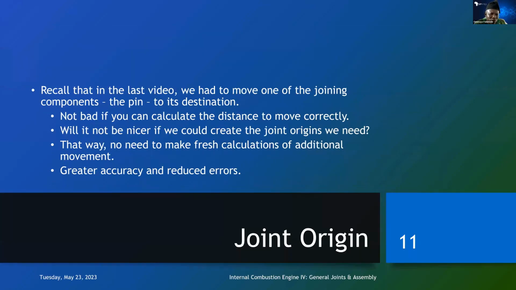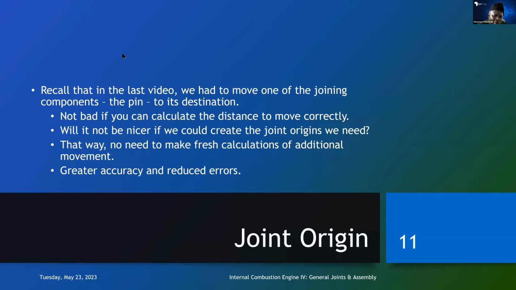Recall that in the last video, we had to move one joining component, the pin, to its destination. Not bad if you can calculate the distance to move correctly. Will it not be nicer if we could create the joint origins we need so that the joints, the material, just go right to where they're supposed to go, instead of our making adjustments at the end? That way, no need to make fresh calculations of additional movement, greater accuracy and reduced errors.